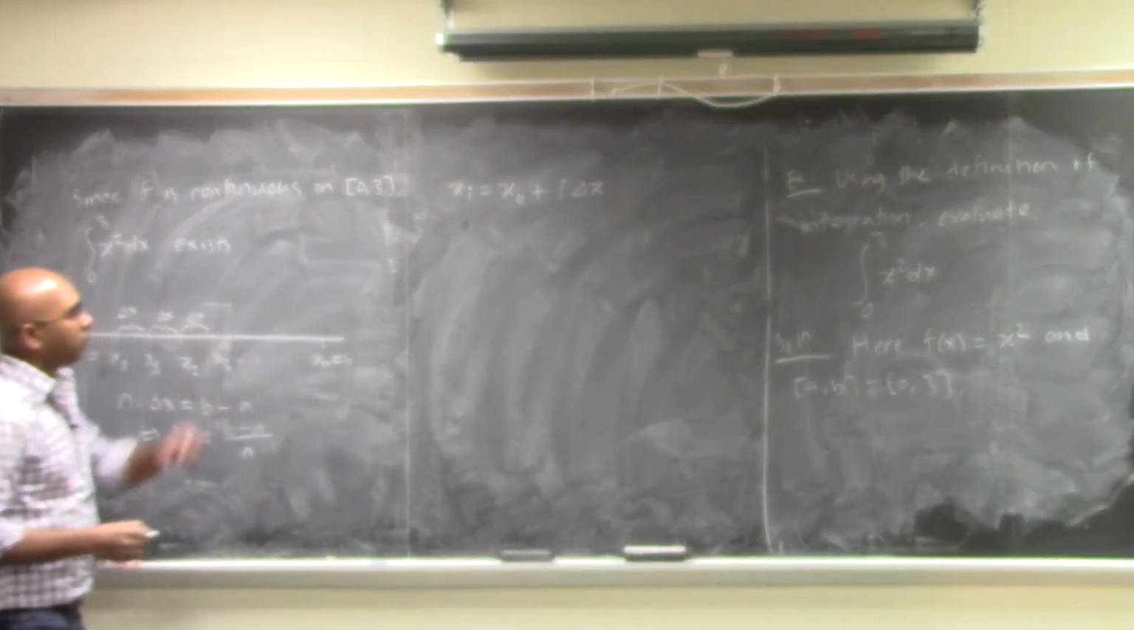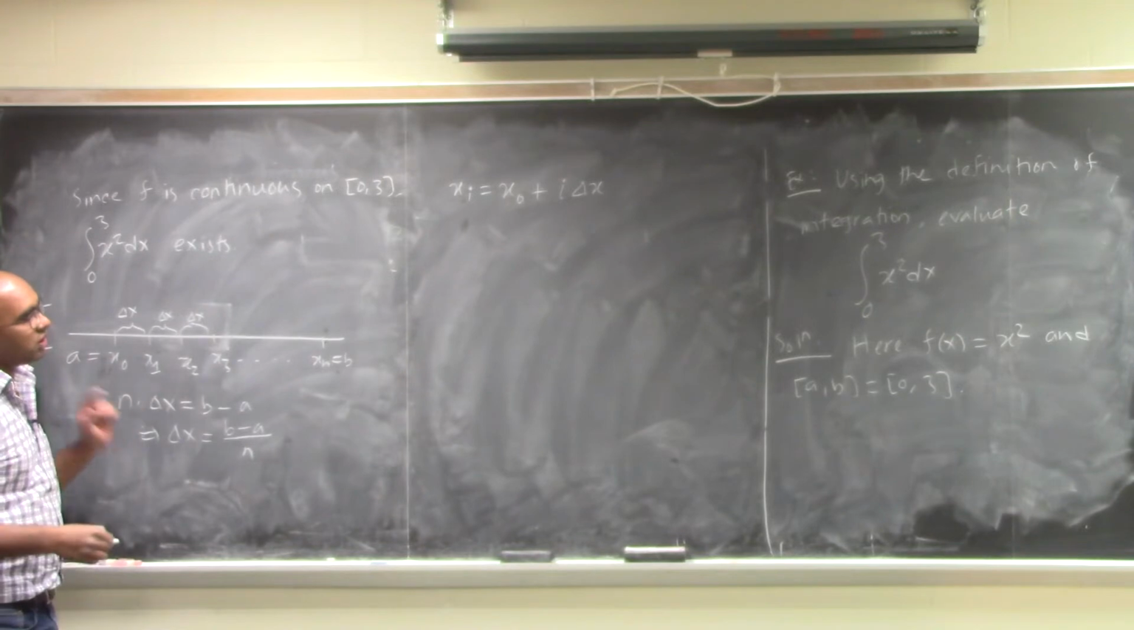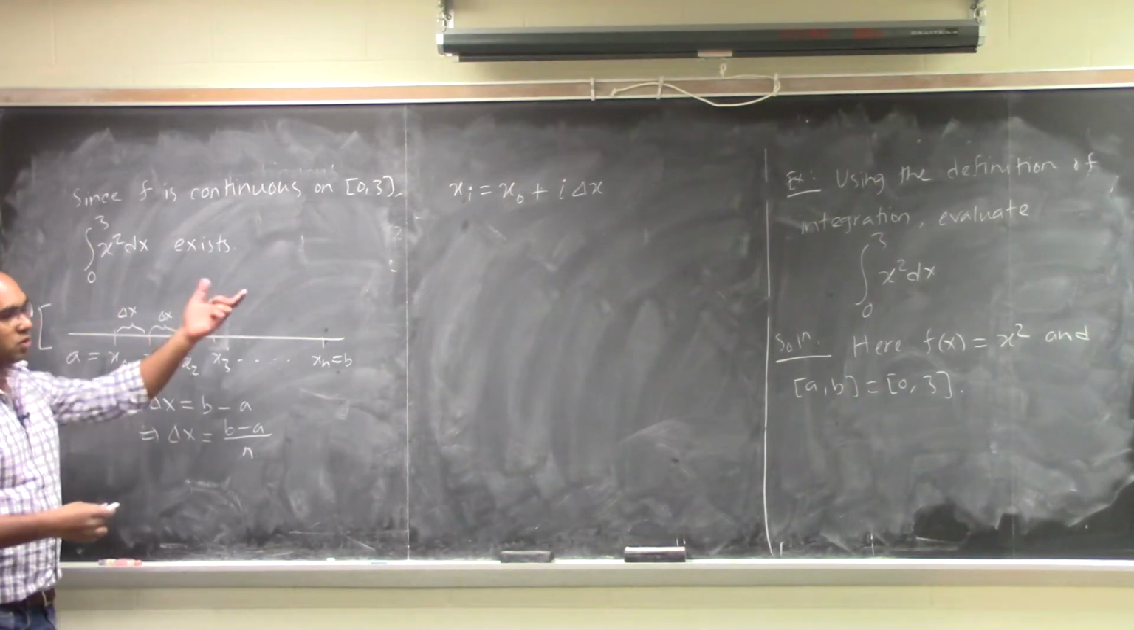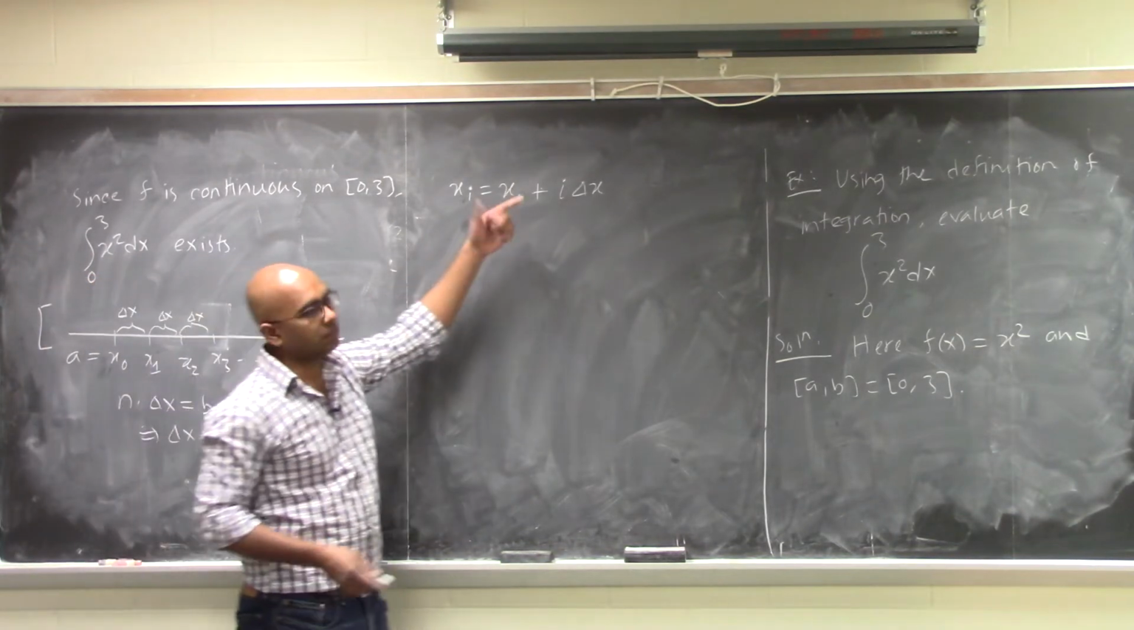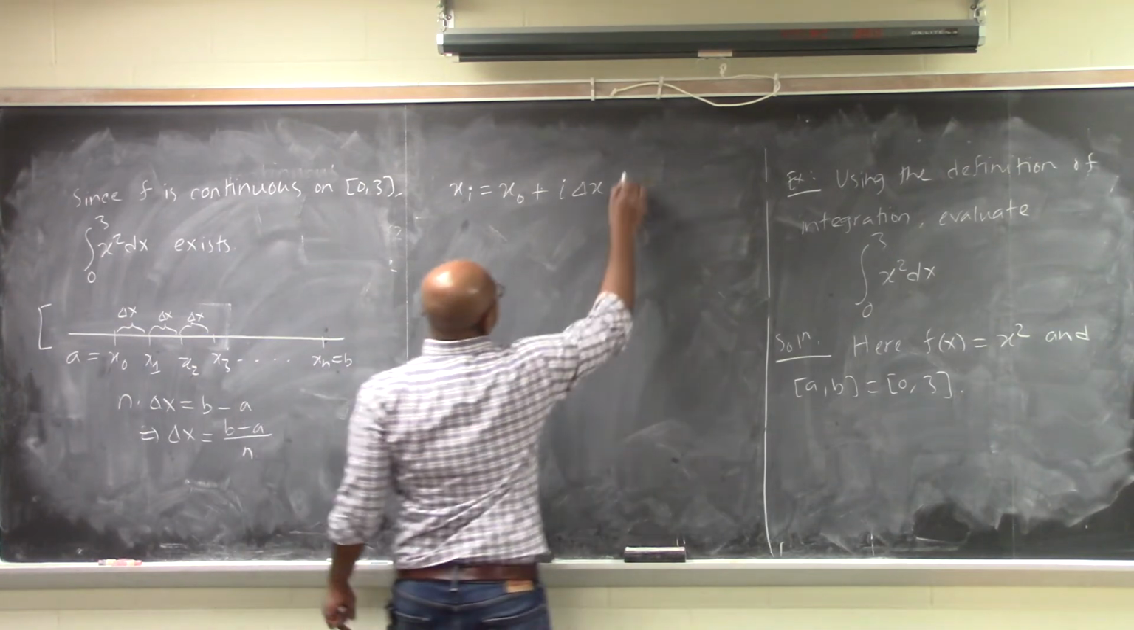Okay. If it is 1, you go 1 time. If it is 2, you go 2 times. If it is 3, you go 3 times. If it is 0, you go 0 times. In that case, you just have x sub 0. That's it. Okay. All right.